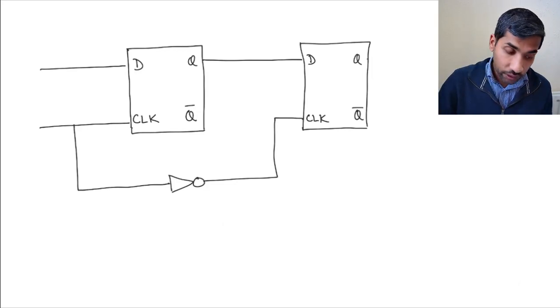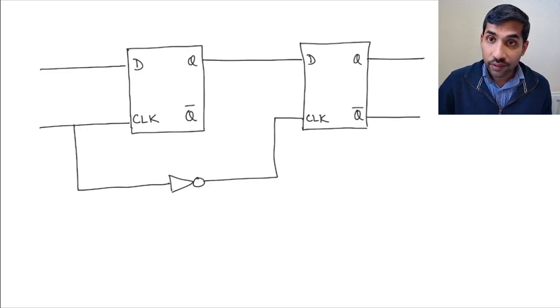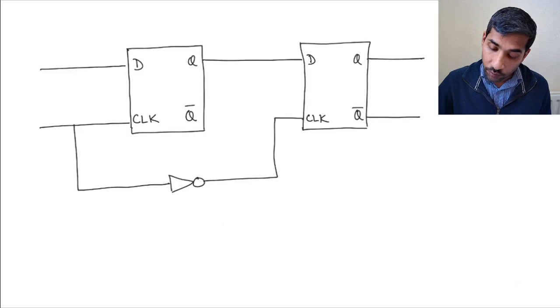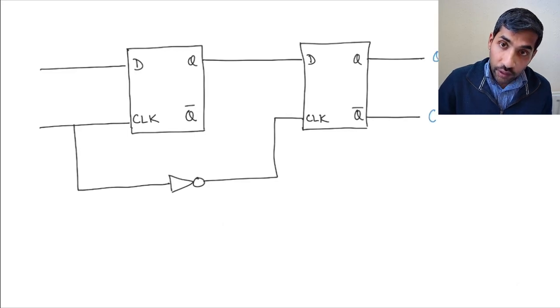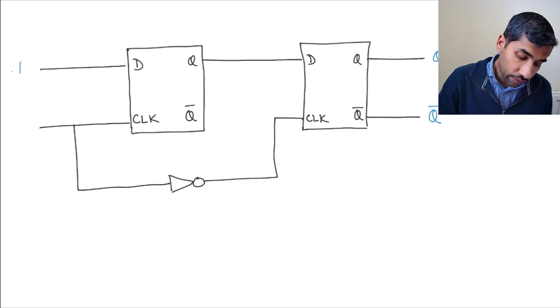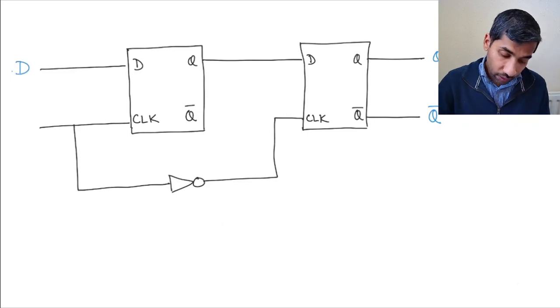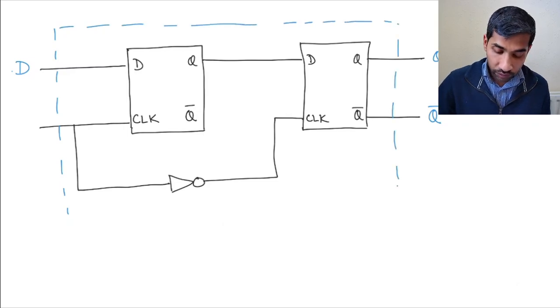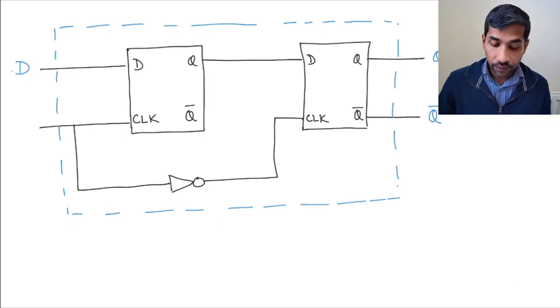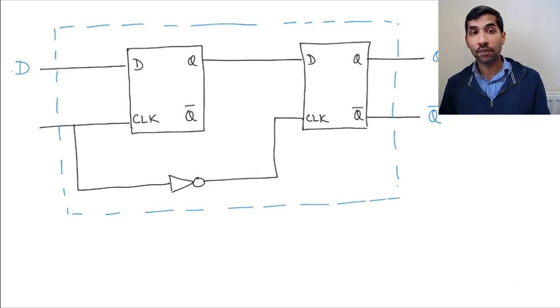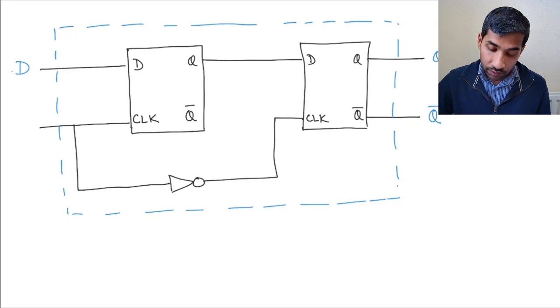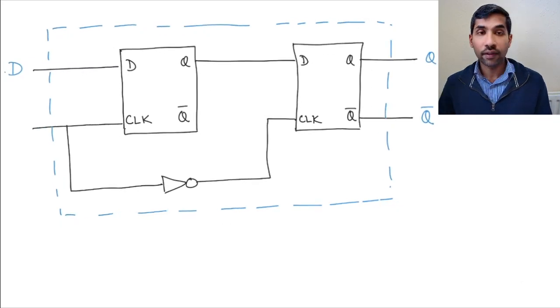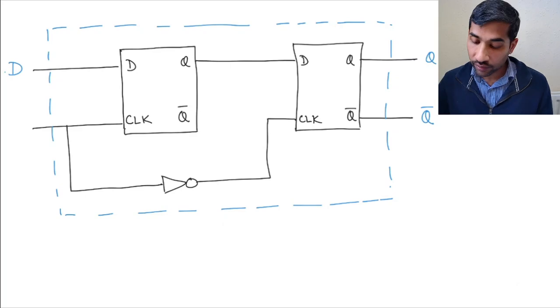Okay. And then you take the outputs here and let's call these outputs, and let me write it in blue, Q and Q bar, and this is D, and let's just enclose all of this in one particular package. So let's say this forms a bigger flip-flop. Now let's think about how this flip-flop functions. Let me just move everything a little bit to the left. Okay. So how does this flip-flop function?